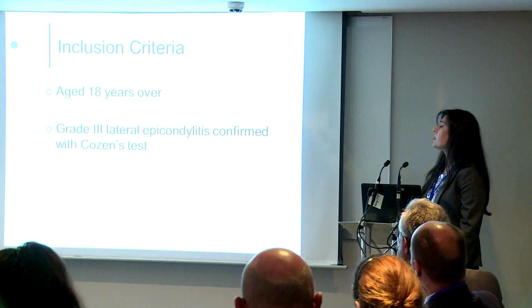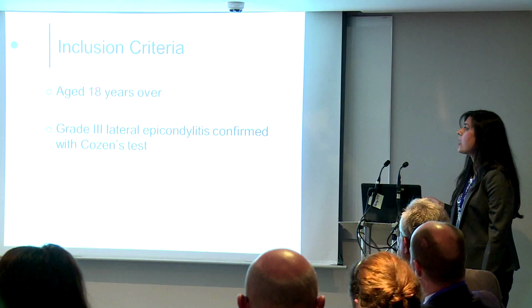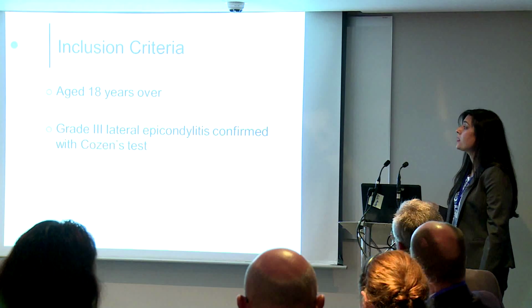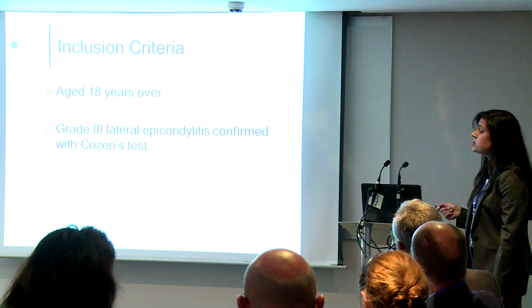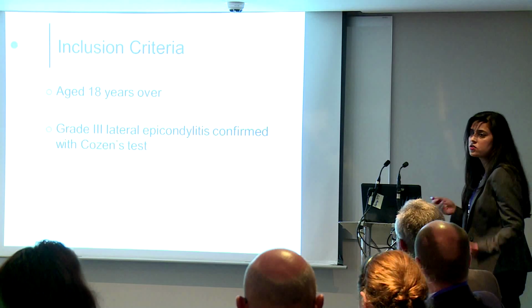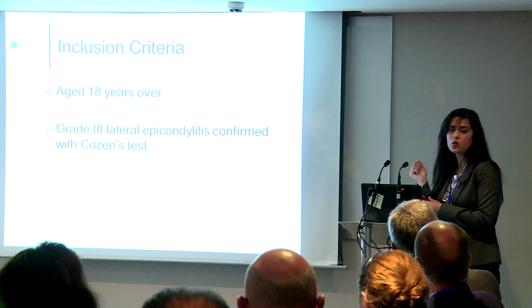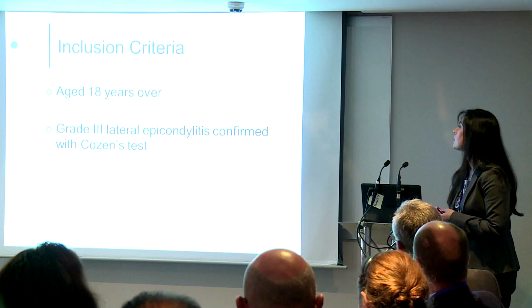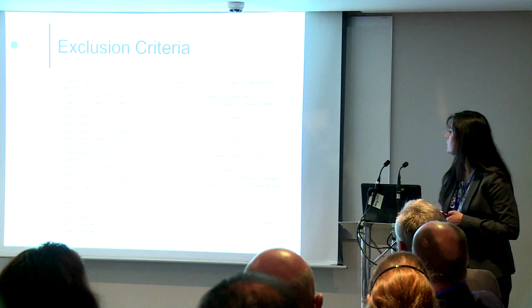So the inclusion criteria of these patients, really, they were generally healthy, 18 years and over, and they had a confirmed diagnosis of grade 3 lateral epicondylitis, which was confirmed using the Cousins test, which is a functional test, which is basically a resistance test on the tendons of your muscles and how well you can resist that. And there was an extensive exclusion criteria, which I won't read through and bore you with.